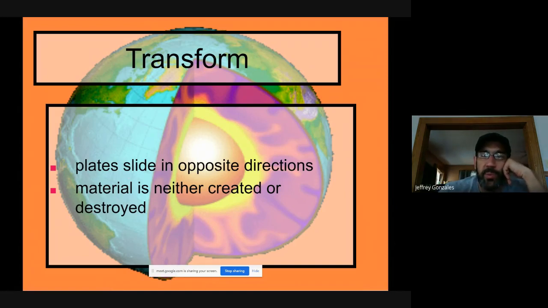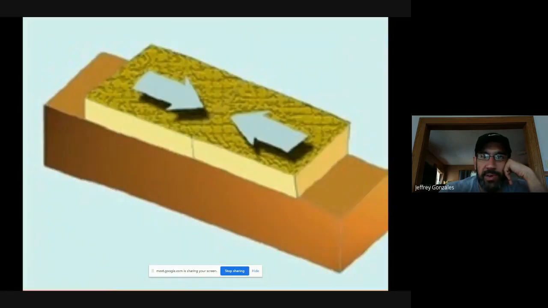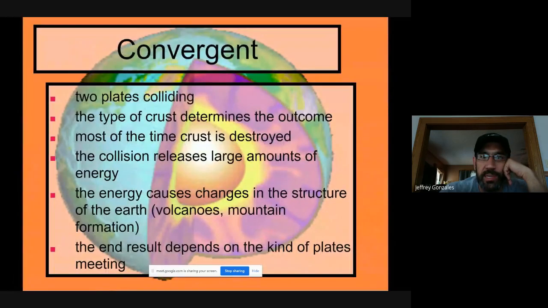The last boundary is a little bit more complicated. The last boundary is a convergent boundary, okay? And a convergent boundary is when two plates collide with each other, but the result is going to be dependent upon the type of crust that's involved. That's the key. Okay. So you remember we have two different types of crust. We have oceanic crust, we have continental crust. So we can have three different combinations of convergent boundaries. You could have continental crust colliding, you could have continental and oceanic, and you also could have oceanic. Okay. So again, the end result is going to depend upon the type of plate that's involved here.